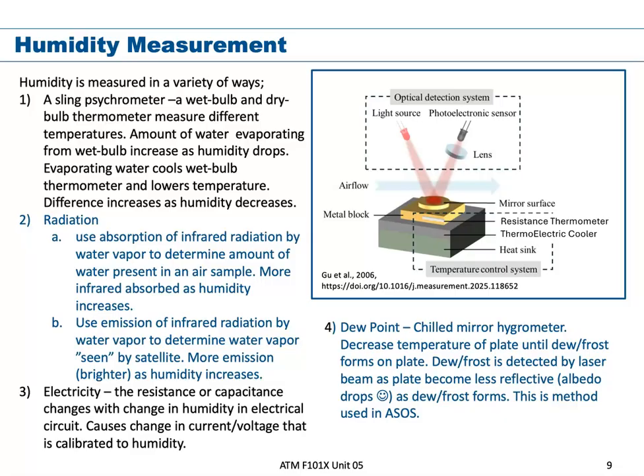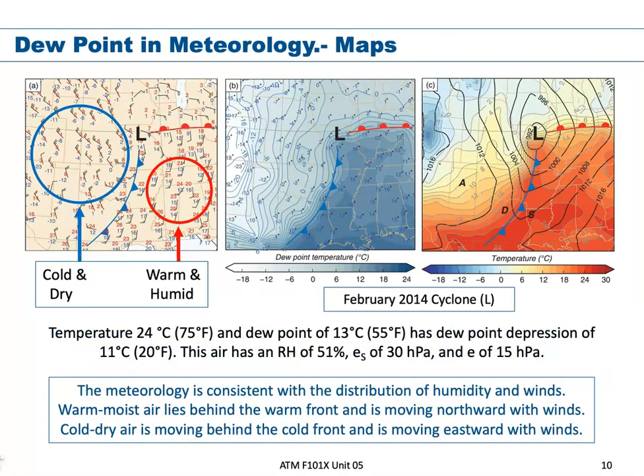For measurements to be accurate, the mirror must cool and warm uniformly, with a metal block and a heat sink. The thermometer must be well connected to the mirror through a metal block. The air must be well mixed to condense or frost evenly, so there must be a uniform airflow across the mirror. Humidity is represented on surface weather maps using our station model, where we report dew point temperature.